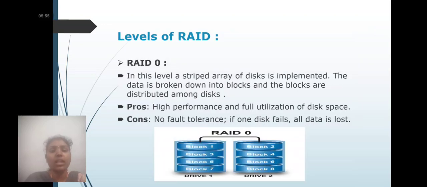Levels of RAID. RAID 0. In this level, a striped array of disks is implemented. The data is broken down into blocks and the blocks are distributed among disks. Pros: high performance and full utilization of disk space. Cons: no fault tolerance. If one disk fails, all data is lost.